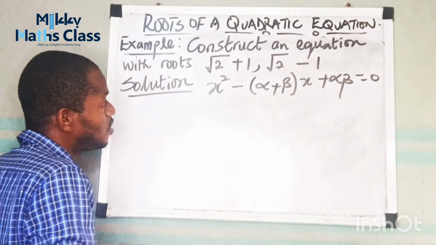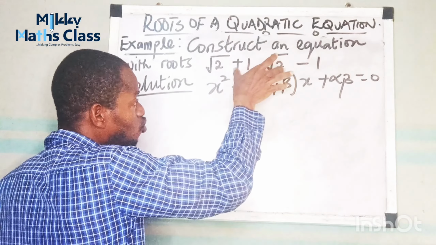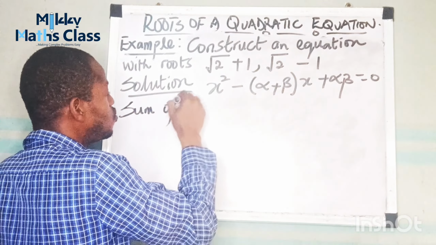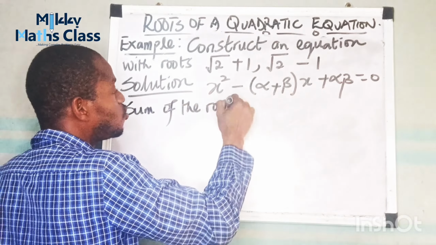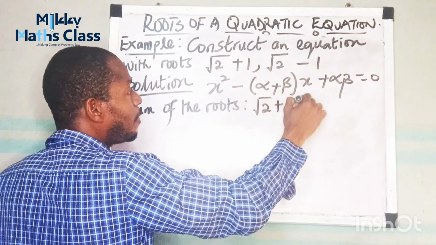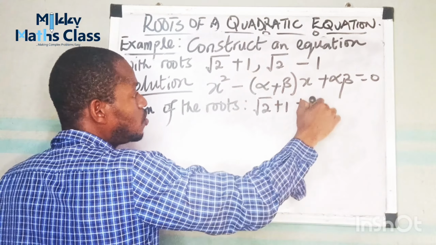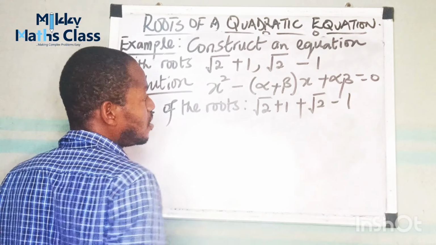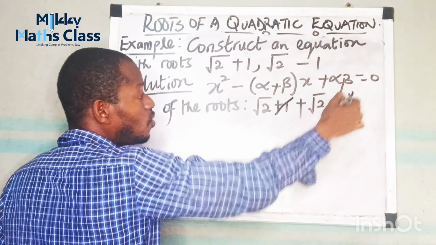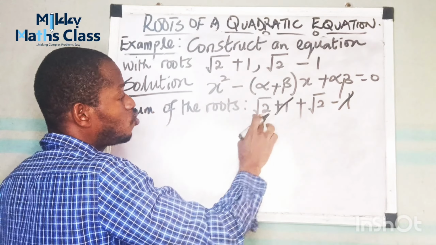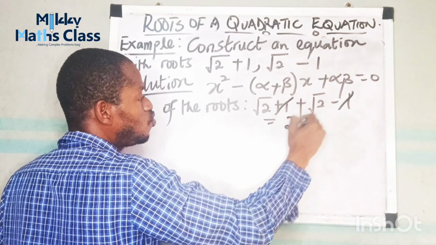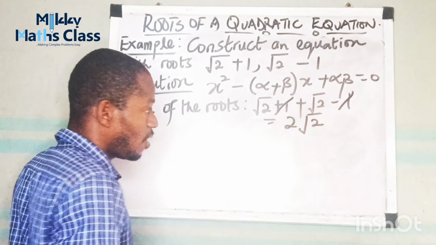So the first thing we need to do is find the sum of these roots. We add these two things together. That's root 2 plus 1 plus root 2 minus 1. So plus 1 minus 1 goes off. You have root 2 plus root 2, that's 2 root 2. Now we keep the answer.